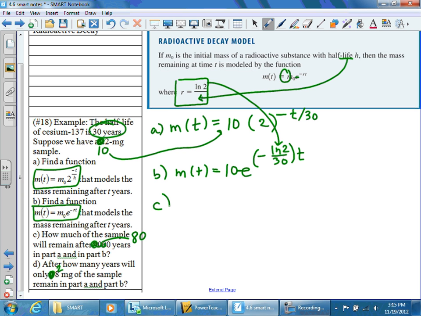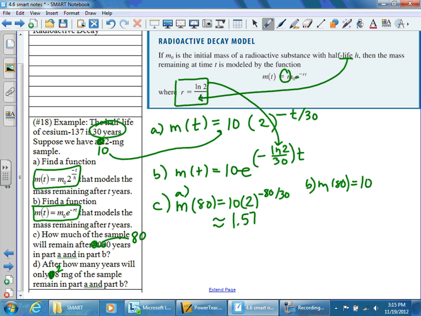Okay, so part C says how much of the sample will remain after 80 years in part A and in part B. So let's plug in 80 for both of these. And again, what do you think will happen? Let's do the part A first. So I got about 1.57 when I plugged it into A. And then plugging it into B, I got the same answer.